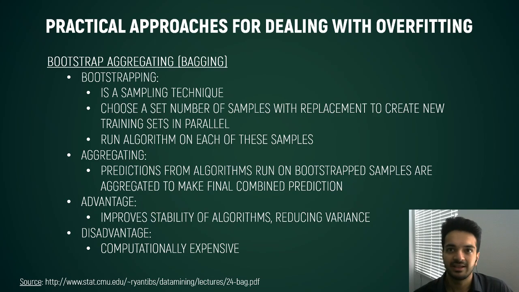For aggregation, if you're using a classification type problem, then you could do majority voting to decide what to classify. If you're using regression, you could just take the average from everything. One advantage of this is that it improves the stability of algorithms, in the end just reducing variance. The disadvantage is that it's computationally expensive because you're running so many different training sets in parallel.